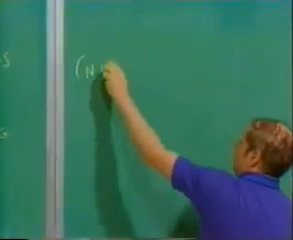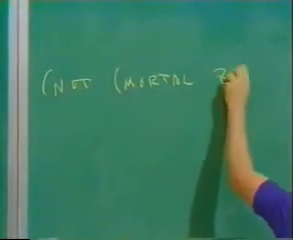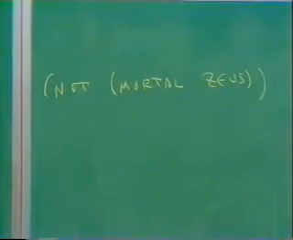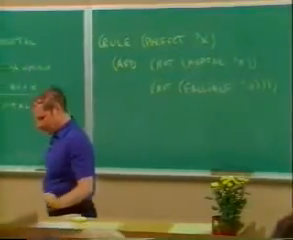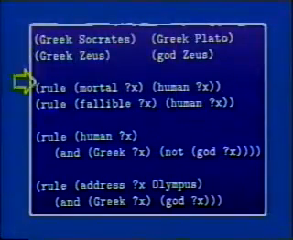not mortal Zeus, or not fallible Zeus. But let's actually look at that database. Let's look at it. There's no way. How does it know that Zeus is not fallible? There's nothing in there about that.